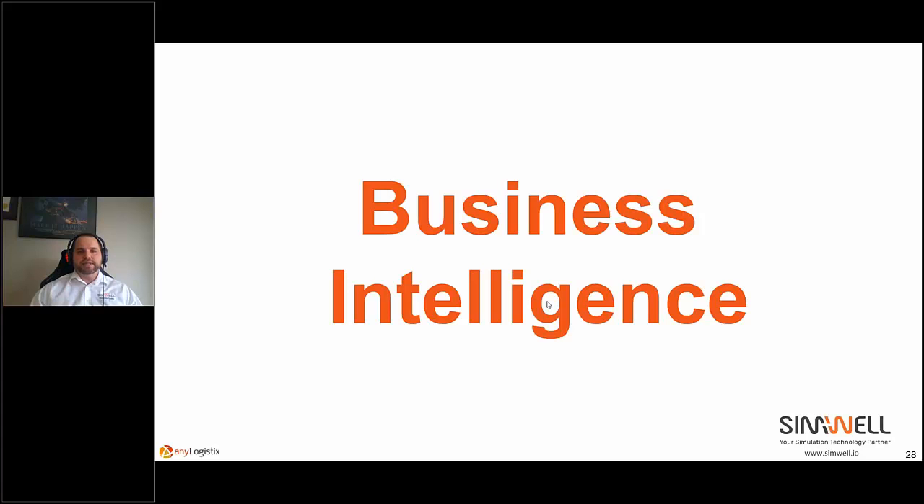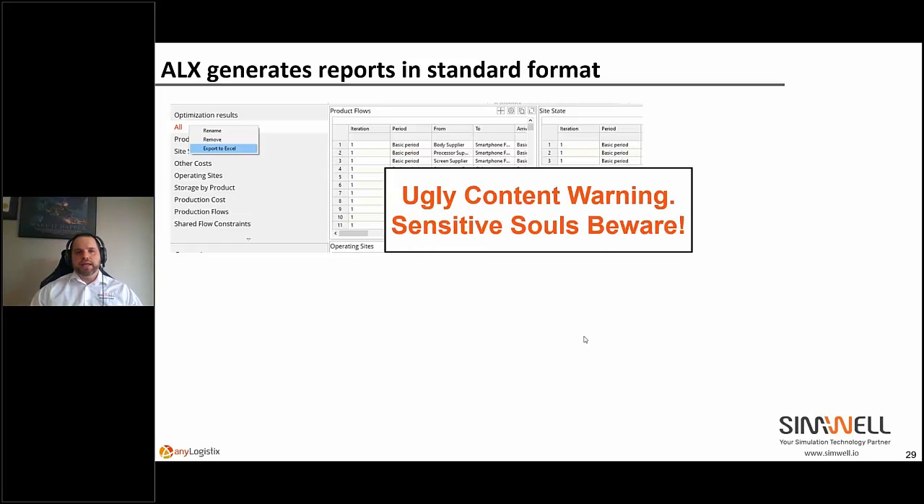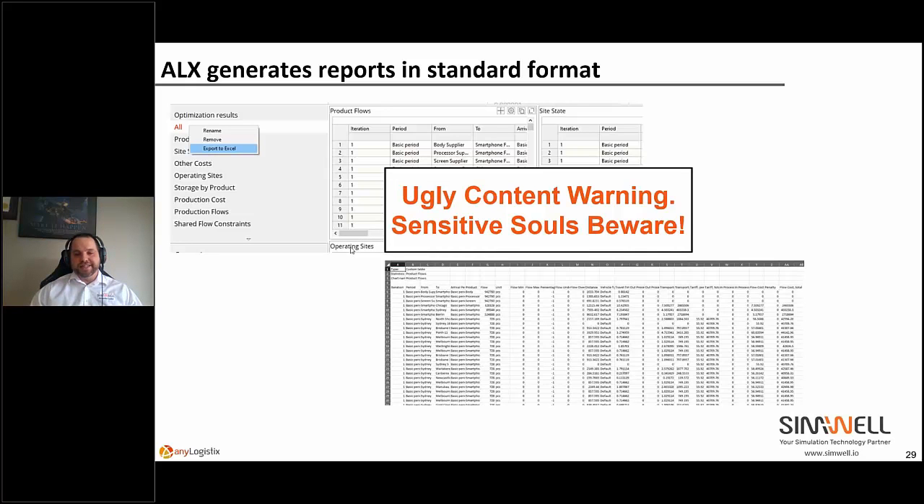And the last one, business intelligence. So in ALX, this is the supply chain optimization results, and here it contains all the results that are generated by the supply chain. You can right click on this and export to Excel. And then another ugly content warning, sensitive souls beware, this is the results. Despite the fact that it's not very good looking, this is very cool. And why it's very cool is that the format is standard.